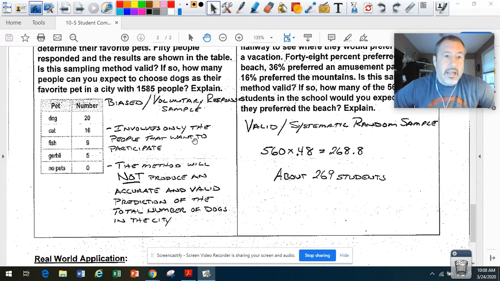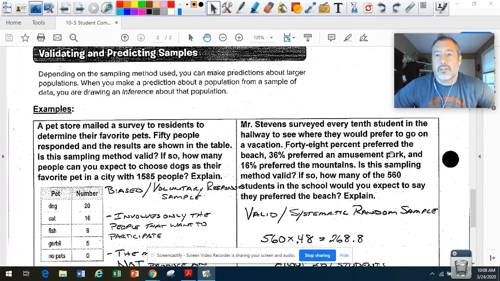Let's see what we have here. It says involves only the people that want to participate. So we know that that's why it's voluntary. The method will not produce an accurate and valid prediction of the total number of dogs in the city. So we cannot get an accurate estimate of how many dogs are in the city here. It's because it's voluntary.